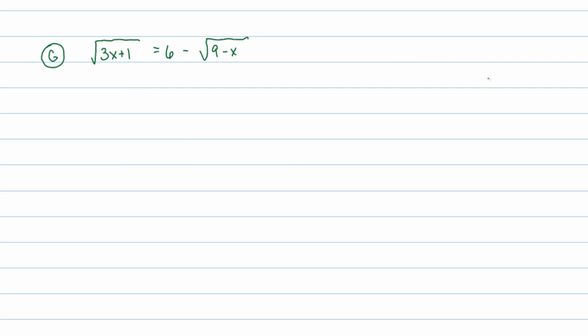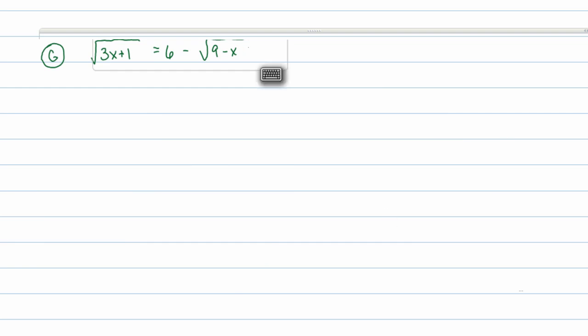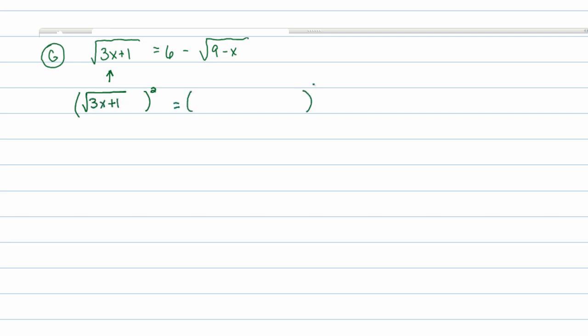So this tells me I'm going to have to resort to special techniques, because I have more than one version of my variable. Special techniques for solving radical equations, as we've mentioned way back here: isolate one of them, square both sides, rinse and repeat if necessary. So I'm going to isolate one of them, and one of them is already isolated. I will square both sides. So let me write that out slowly here. I will square the left-hand side, and I will square the entire right-hand side.